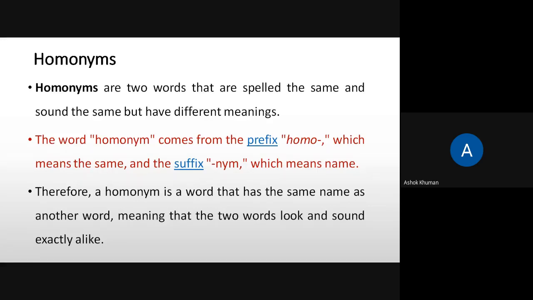In the English language we have plenty of such homonyms. Now let us understand. Homonyms are two words that are spelled the same and sound the same but are different in meaning. Meaning is different.